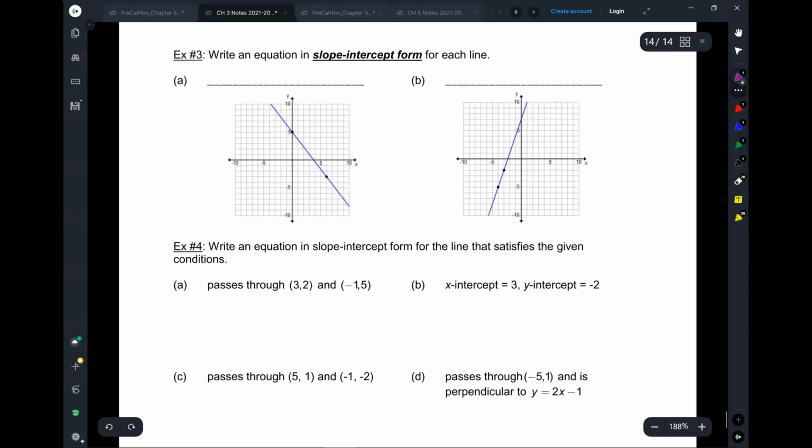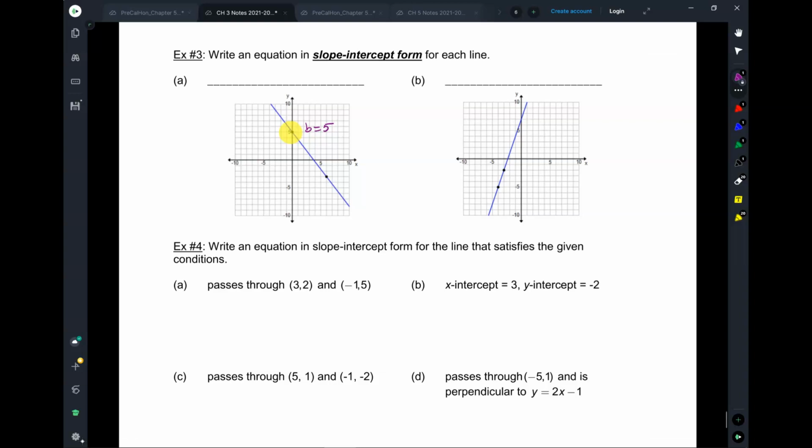Write an equation in slope-intercept form for each line. Okay, so to do it in slope-intercept form, you need a slope and a y-intercept. All right, so where is the y-intercept? Here. Okay, it's where it crosses the y-axis. So I say b is equal to 5.